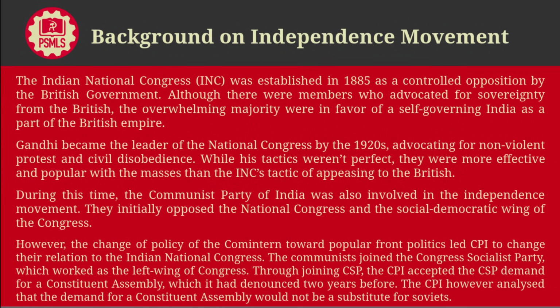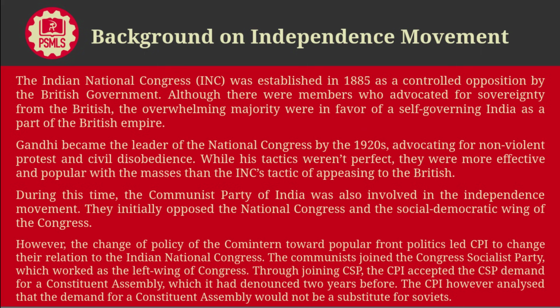Background on the independence movement. The Indian National Congress, INC, was established in 1885 as a controlled opposition by the British government. Although there were members who advocated for sovereignty from the British, the overwhelming majority were in favor of a self-governing India as a part of the British Empire.